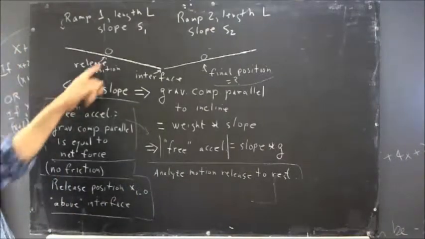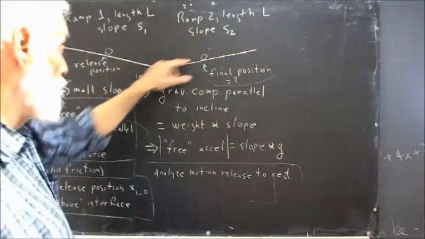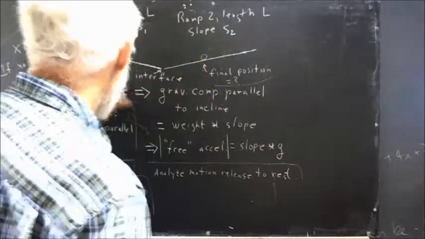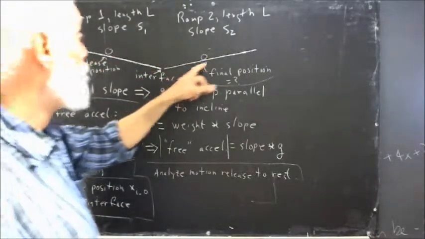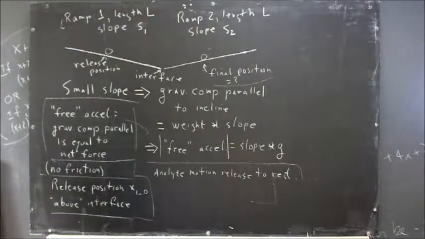We have the first ball at some release position. There's the interface where the two ramps meet, and then we have some final position. So if we release the ball from some position here, it will end up at some final position here, and we want to be able to analyze that.